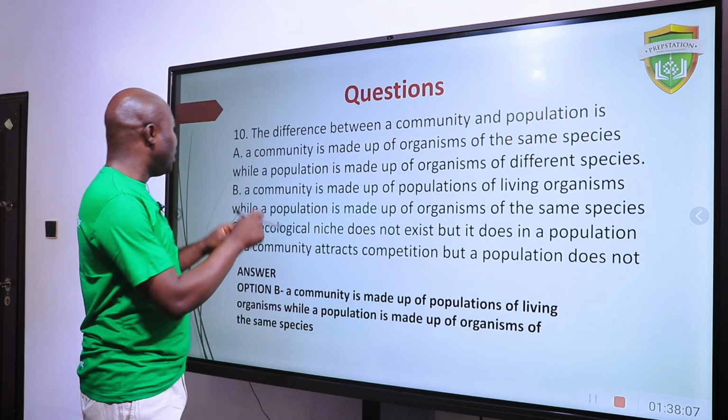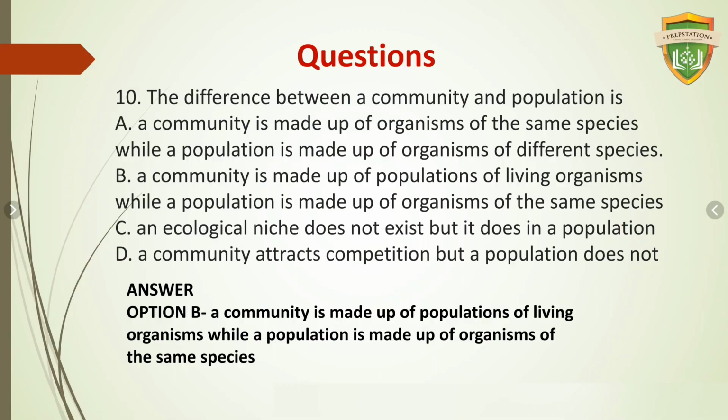Okay, so let's look at this. A community is made up of organisms of the same species? No, it can't be the same species if it is community. Then a community is made up of populations of living organisms, while a population is made up of organisms of the same species.